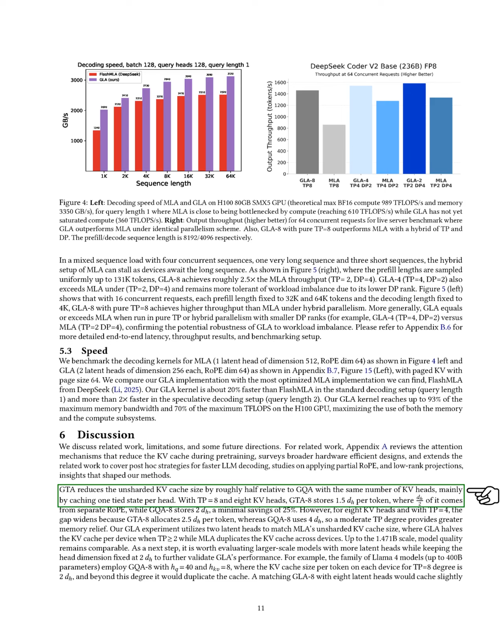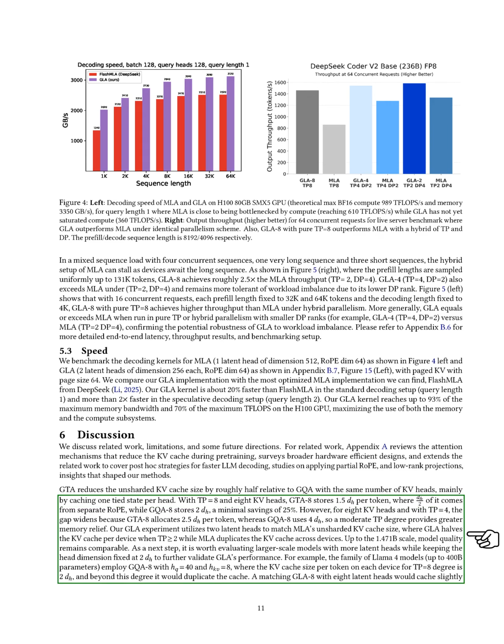Our approach, GTA, reduces the unsharded KV cache size by about half compared to GQA while using the same number of KV heads, primarily by caching one tied state per head. For a setup with 8 KV heads and a tensor parallelism degree of 8, GTA8 stores 1.5 times the head dimension per token, with half of that coming from separate rope. In contrast, GQA8 stores double the head dimension, resulting in a minimum savings of 25%.